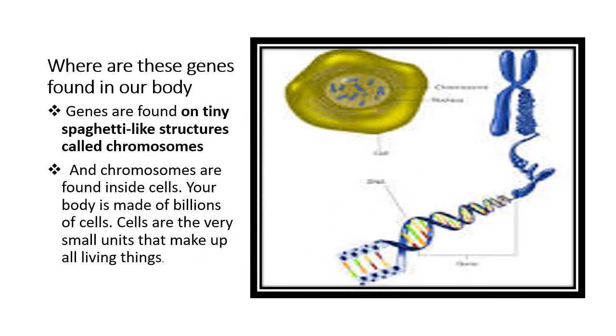Now, where are these genes found in our body? Genes are found on tiny spaghetti-like structures called chromosomes. And where are these chromosomes? These chromosomes are found inside the cell. Your body is made of billions of cells, and cells are the very small units that make up all living things.